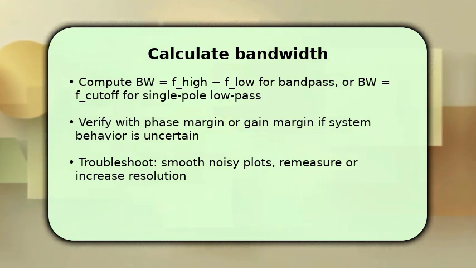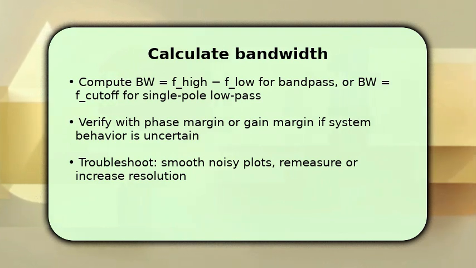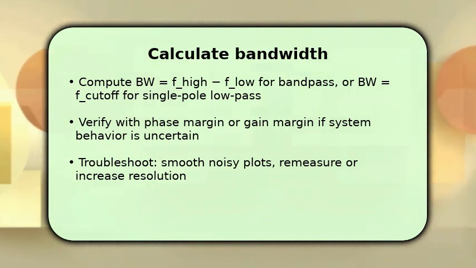Also compare the bandwidth result with expected system specs and confirm using phase or gain margin checks if behavior seems off. If values look inconsistent, smooth noisy data, increase plot resolution, or remeasure the frequency sweep. One troubleshooting tip: if intersections are ambiguous, apply a small moving average to the magnitude trace before re-evaluating.